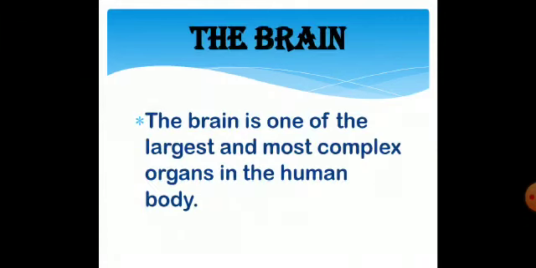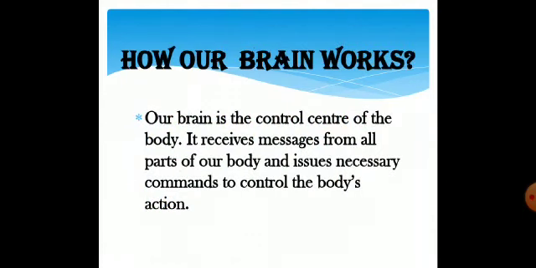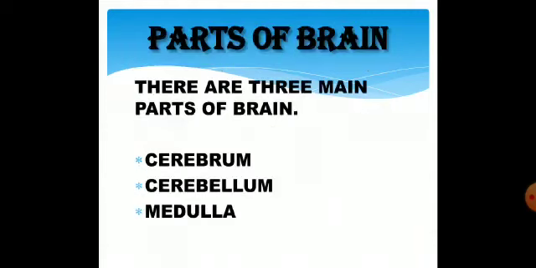Now first of all I would like to tell you about the brain. The brain is one of the largest and most complex organs in the human body. How our brain works: our brain is the control center of the body. It receives messages from all parts of our body and issues necessary commands to control the body's actions.